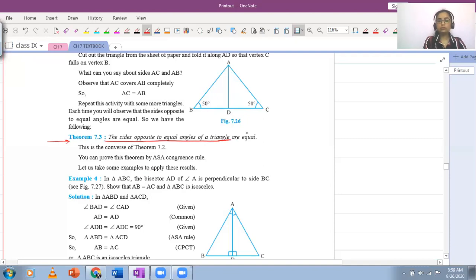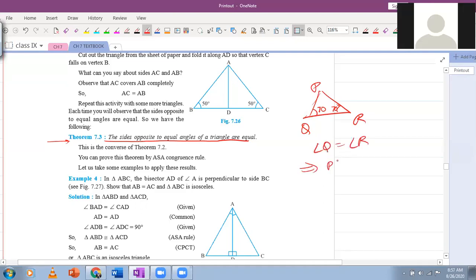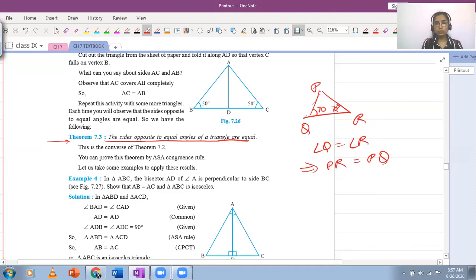The sides opposite to equal angles of a triangle are equal. So if there is a triangle in which, let's just mark, this angle is say 70 degrees and this angle is 70 degrees, and let's name the triangle PQR. What can you say about this triangle? You can see from the figure angle Q is equal to angle R. Two angles are equal. This will imply the sides opposite to these angles will also be equal. So PR is equal to PQ. It will be an isosceles triangle, and when two sides of a triangle are equal, we call the triangle isosceles.